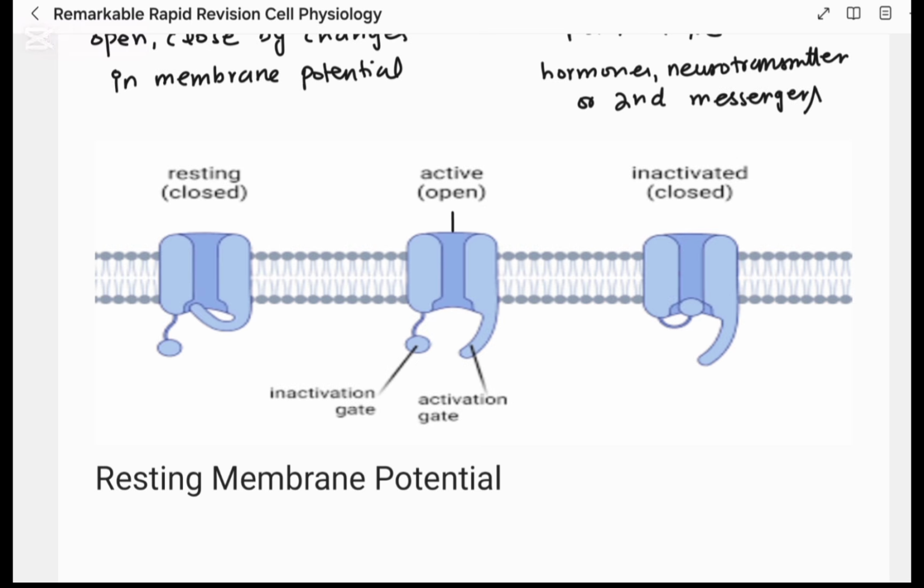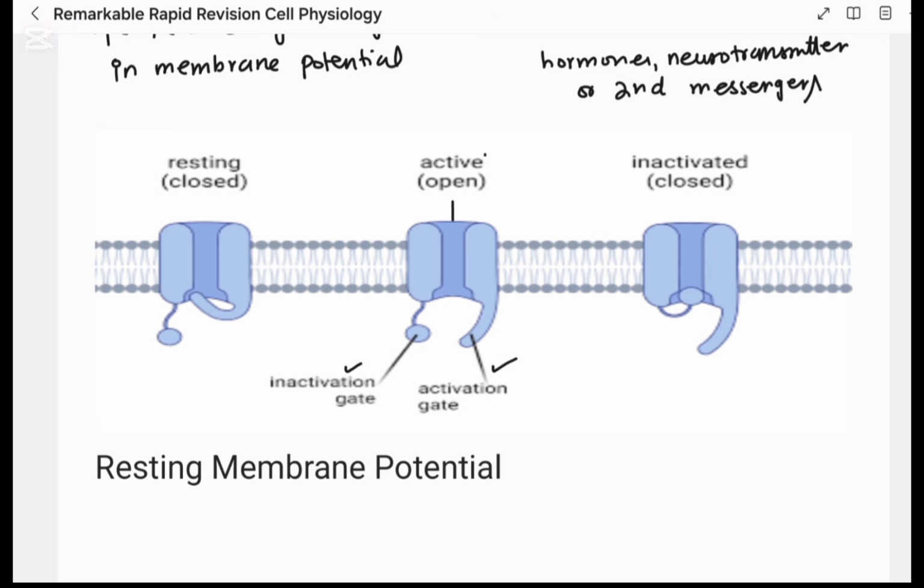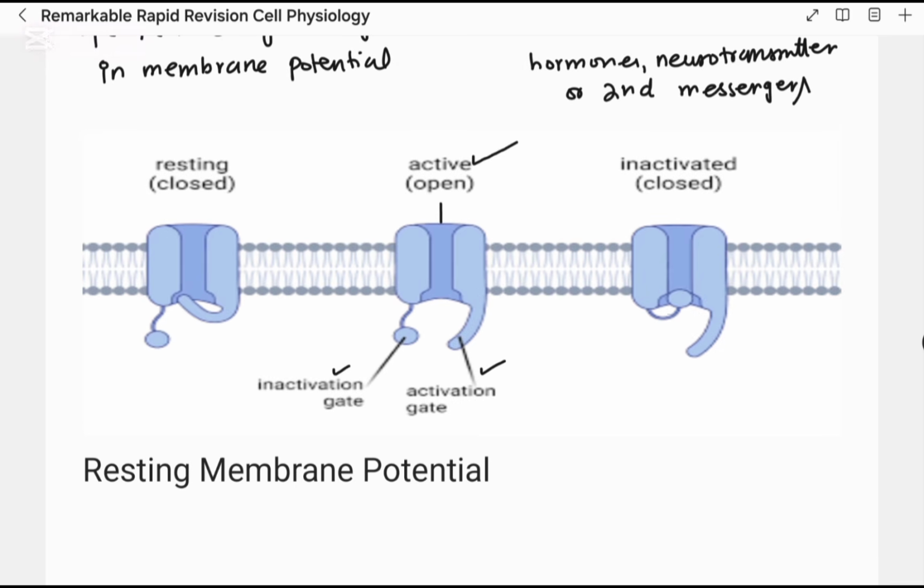So these ion channels have activation and inactivation gates. If both of the gates are open, then we can say that the channel is active and it is open. If either of them is closed, we can say that the channel is closed. So if the inactivation gate is closed, then the channel is closed and inactivated. And if the activation gate is closed, the channel is closed and resting.